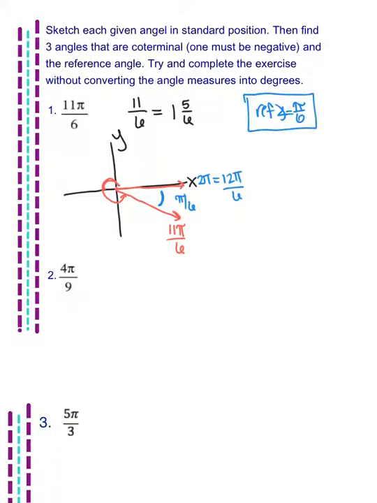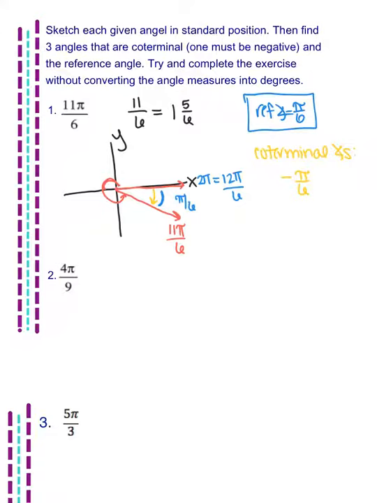All right, now I need to find coterminal angles. So remember, coterminal angles are angles that have a terminal side that's going to coincide. So the negative one, I think, is pretty simple. If I rotate in the negative direction, I'm just going to get a negative pi over 6 because I've already established that that little piece right there is pi over 6 radians.